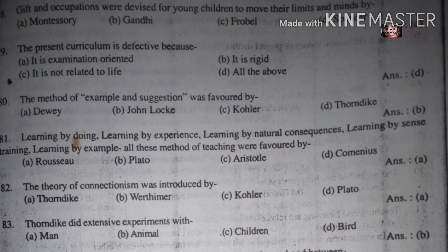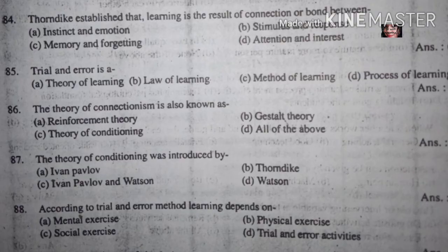Next question. Thorndike established that learning is the result of connection or bond between. Options are: instinct and emotion, stimulus and response, memory and forgetting, attention and interest. Correct option is B, stimulus and response. Trial and error is. Options are: theory of learning, law of learning, method of learning, process of learning. Correct option is C.